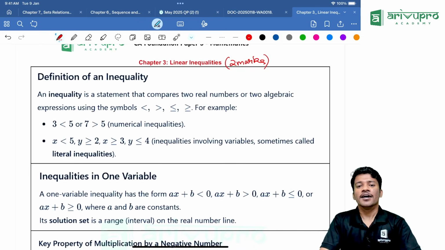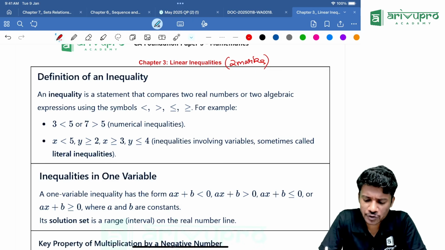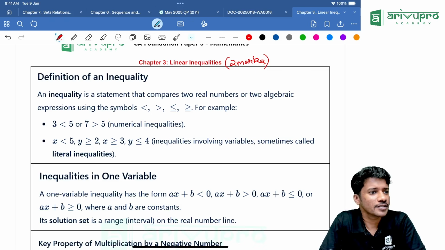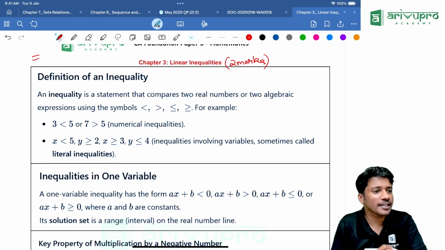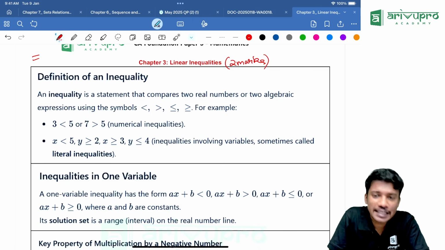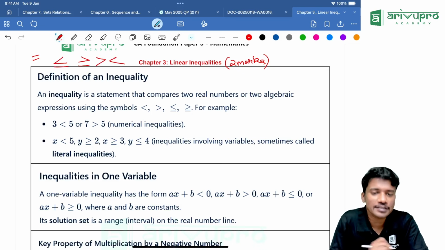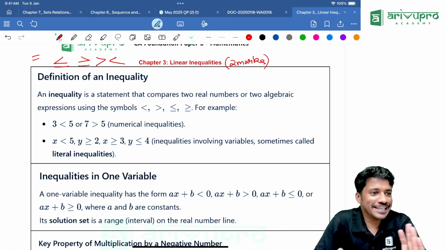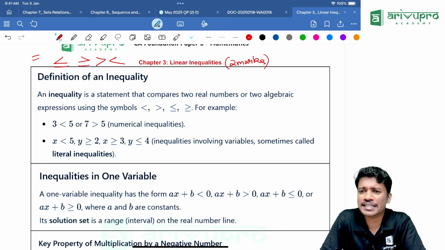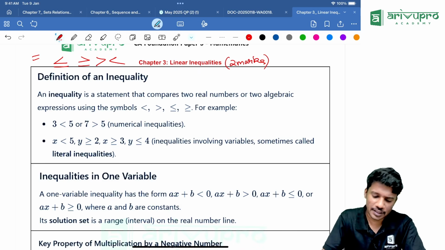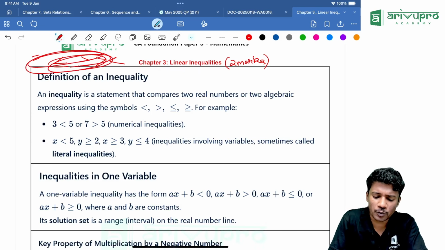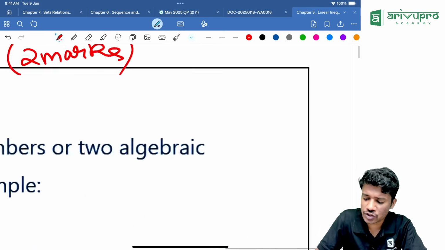Let's see. First of all, what is inequality? Chapter 3, linear inequalities, is the thing we are going to discuss. Then what is an inequality? Instead of the equal to sign, if you are representing some linear equations with this sign, then we can call it a linear inequality. What do you mean by this sign, that sign and all? Greater than sign is there, then less than sign is there. Yes. Greater than or equal to, less than or equal to. What do you mean by that?